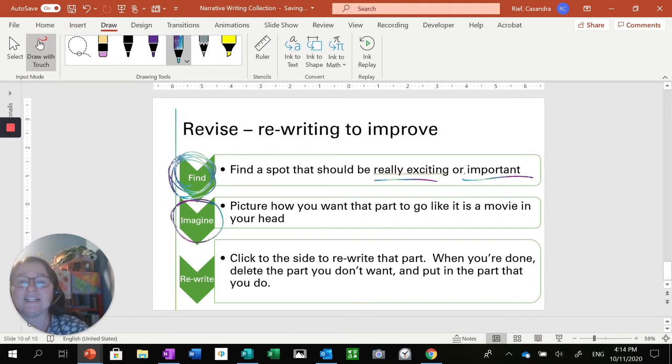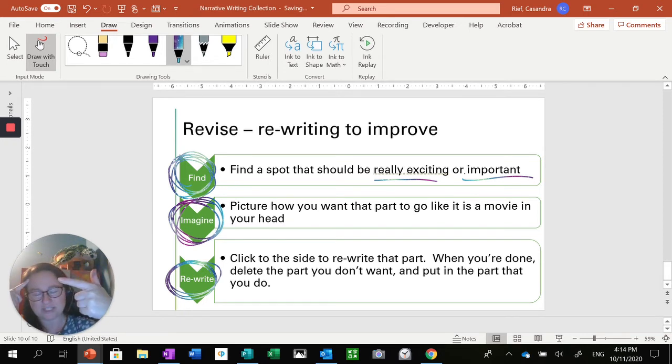After I find a spot that's really exciting, I'm going to imagine. I'm going to pause and close my eyes even and picture it like a movie in my head. If I can picture it, then I can make it amazing. All right, the last thing I'm going to do is to go back and rewrite the section that I want to fix. So I'm going to find a section to fix, imagine it like a story, and then rewrite it by writing out what I imagined.